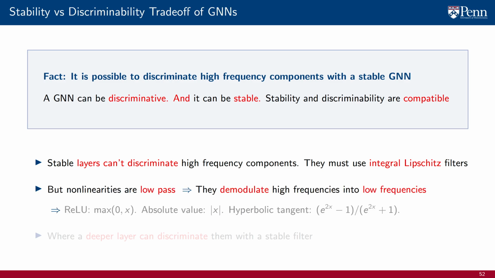But nonlinearities are low-pass. They demodulate high-frequency components into low frequencies. All common nonlinearities reduce variability. They are low-pass demodulators. And in moving energy to low frequencies, they enable a stable discrimination. They enable a legitimate trade-off between stability and discriminability that is impossible to attain with graph filters.